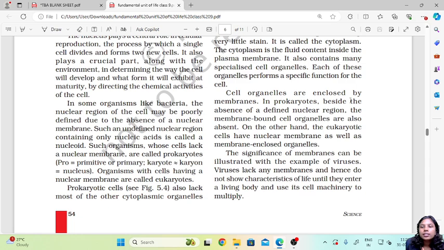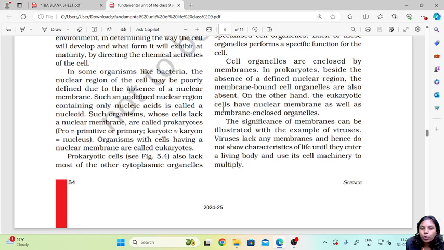The cell organelles are enclosed by the membrane. In prokaryotes, besides the absence of a defined nuclear region, the membrane-bound cell organelles are also absent. So in prokaryotes, we don't have, firstly, the nuclear membrane. Secondly, we don't even have the membrane-bound cell organelles. On the other hand, the eukaryotic cells have the nuclear membrane as well as the membrane-enclosed organelles. So the organelles are present, as well as an outer membrane.